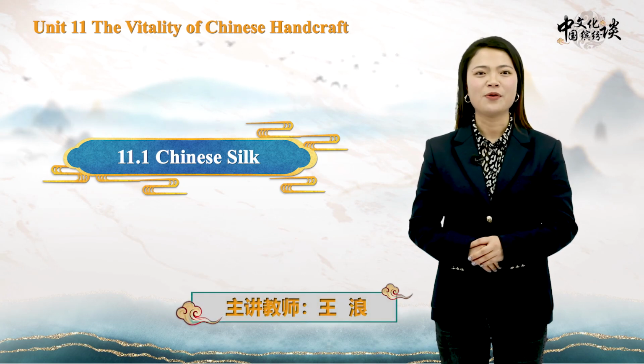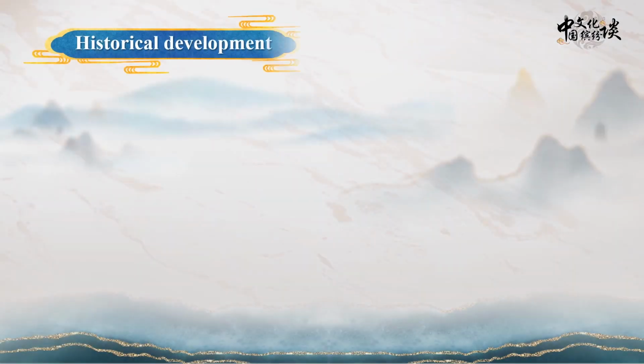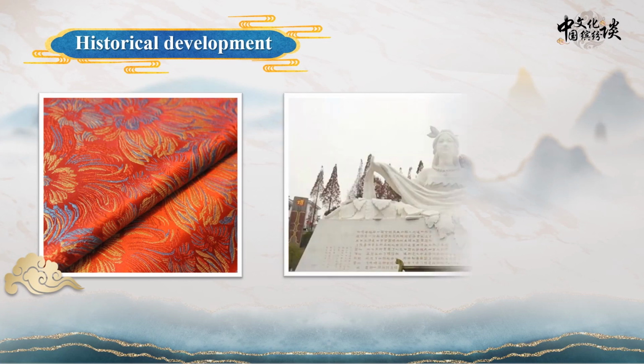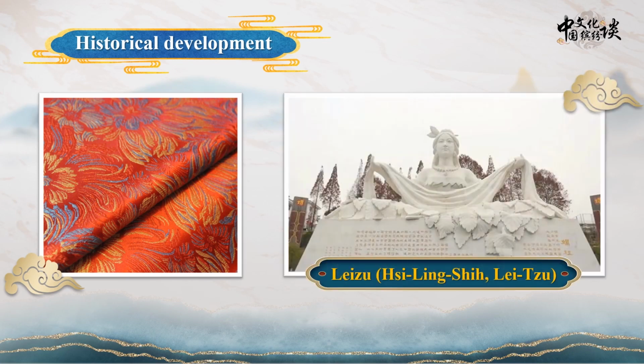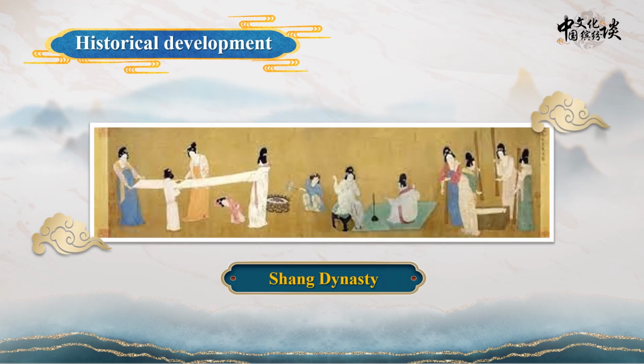To begin with, we are going to talk about historical development. Silk use in fabric was first developed in ancient China. Legend gives credit for developing silk to a Chinese empress, Lei Zu. The women of Damascus probably existed in the Shang dynasty.